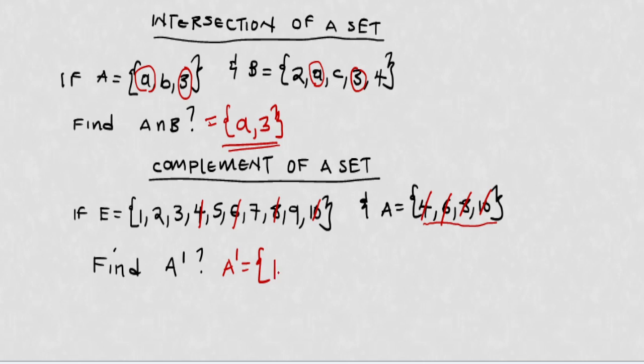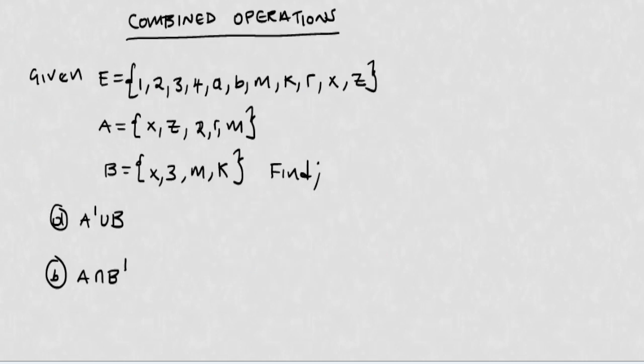So you have 1, 2, 3, 5, 7, then 9. Those are the ones which have not been cancelled. So this is what constitutes a complement. Right. If you don't have any challenges here, we proceed to the next segment, which is combined operations.